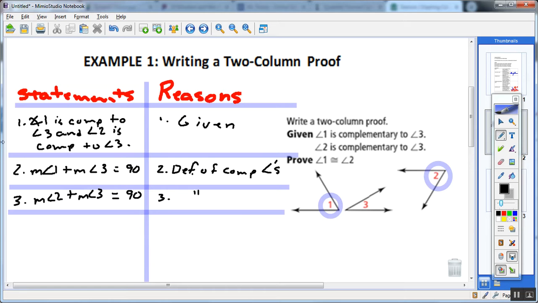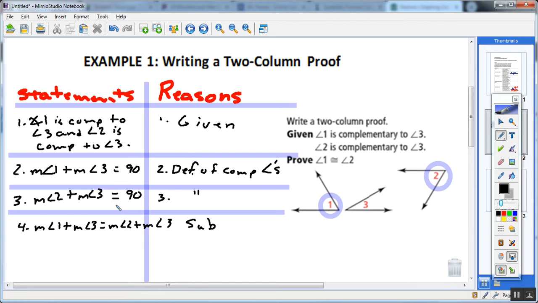You write that down. Step number 4, we can now say the measure of angle 1 plus the measure of angle 3 is going to equal the measure of angle 2 plus what? The measure of angle 3. And the reason for this is that we just substituted.